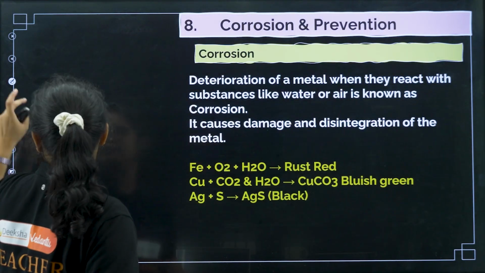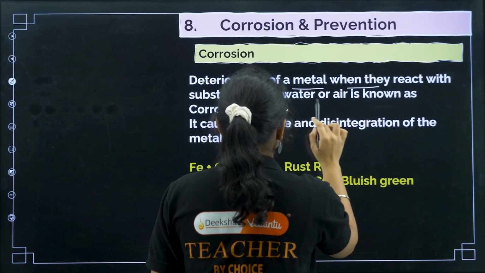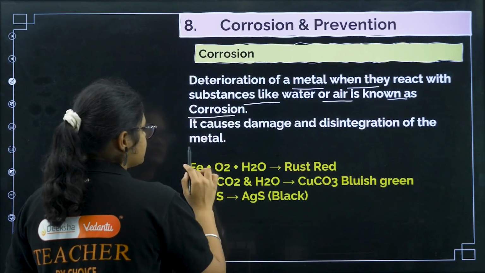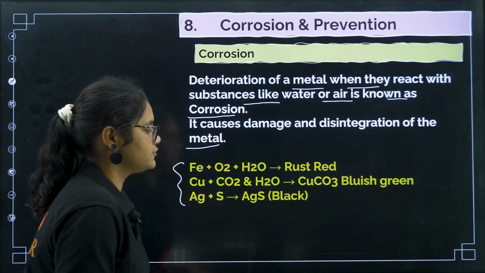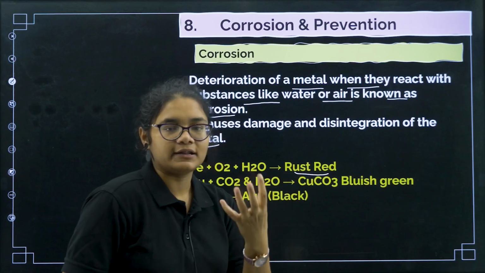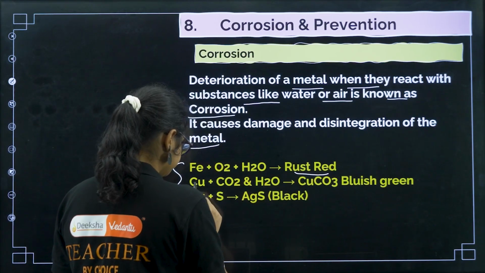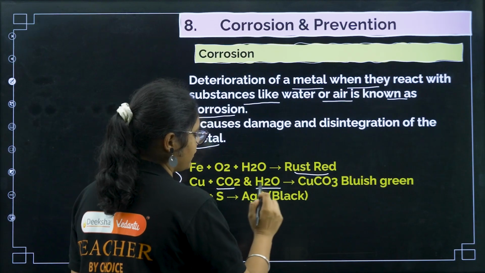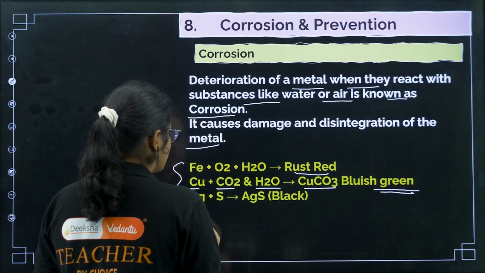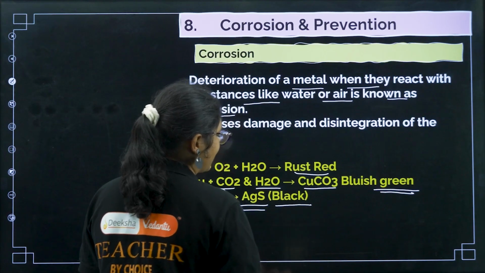Okay, next coming to corrosion. What is corrosion? I think all of you know that. Deterioration of a metal when it reacts with substances like water or air is known as corrosion. It causes damage and disintegration of the metal. Here there are 3 different types of corrosion. Fe reacts with O2 and H2O to give a red colour substance that we call rust. Copper reacts with carbon dioxide and water to give copper carbonate, which is green in colour.